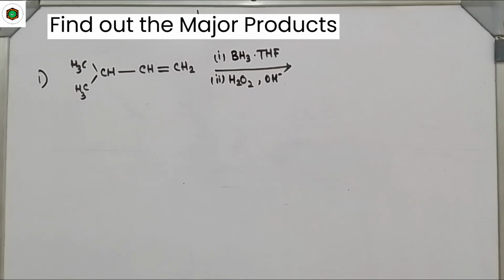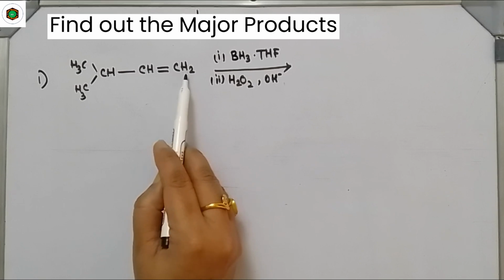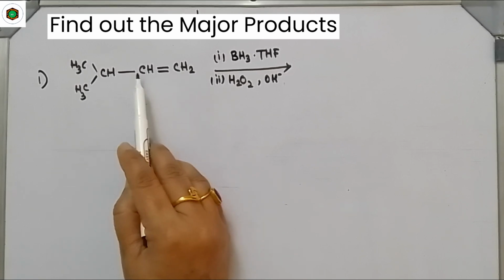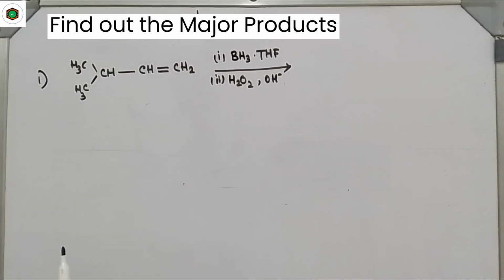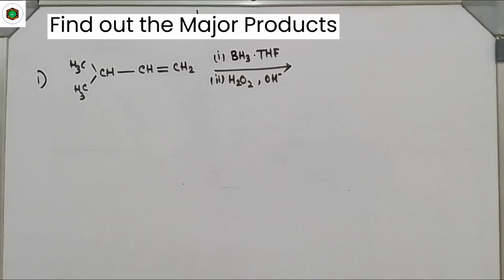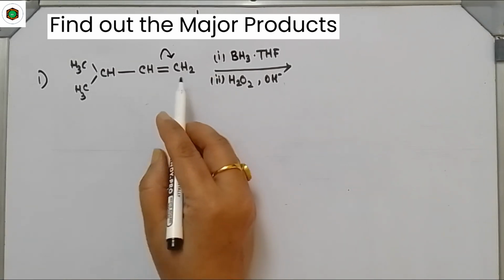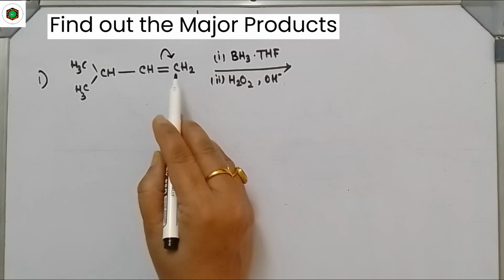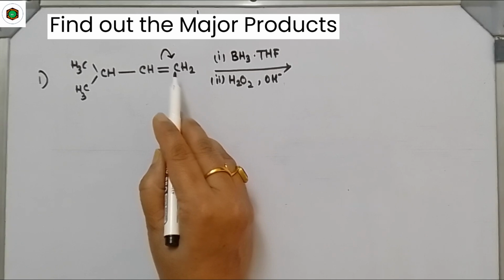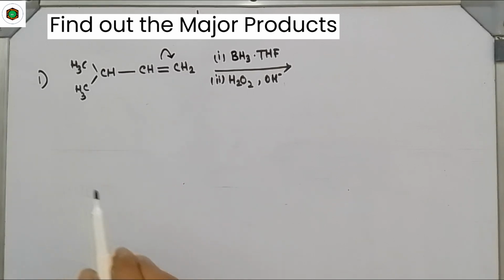First problem, we are having this alkene. In this alkene, this double bonded carbon is having 2 hydrogen atoms, so it is unsubstituted, and here one hydrogen atom is substituted by this alkyl group. So this is monosubstituted. So here by treatment with borane, what will happen? This bond will break, and where there is less steric crowding, there BH2 will be attached, or you can say where there is lesser number of substituents, there BH2 will be attached, and where greater number of substituents are there, there H will be attached.